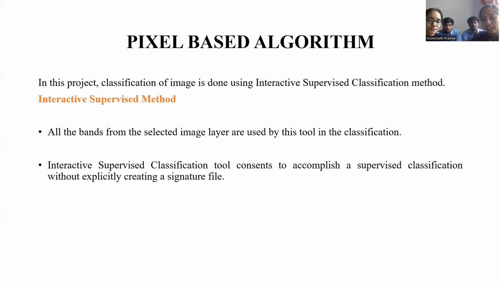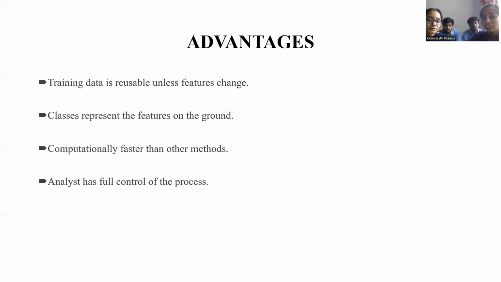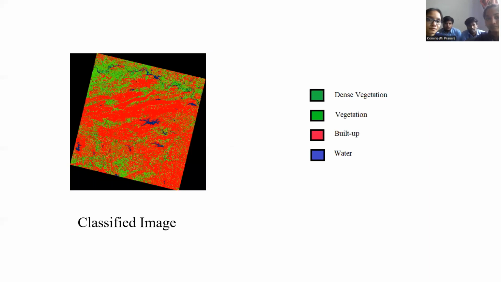The model is trained with a huge data set. The huge data set is divided into particular classes, with images related to vegetation and images related to water, land, etc. And the main advantage of using this interactive supervised classification is that training data is reusable unless the feature changes. And as our trained data set is divided into classes, it makes the model easily identify or classify the images, and it is computationally faster when compared with other techniques, and it has full control over the process. Here are the classified images.